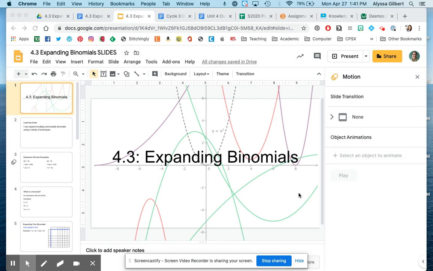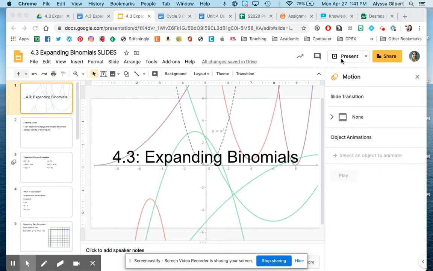Hello, everybody, and welcome to the third lesson in the quadratics unit. Last week, we focused mostly on the graphs of quadratics and the parabolas and their key features. Today, we're going to start looking at equations associated with quadratics and how to work with them.